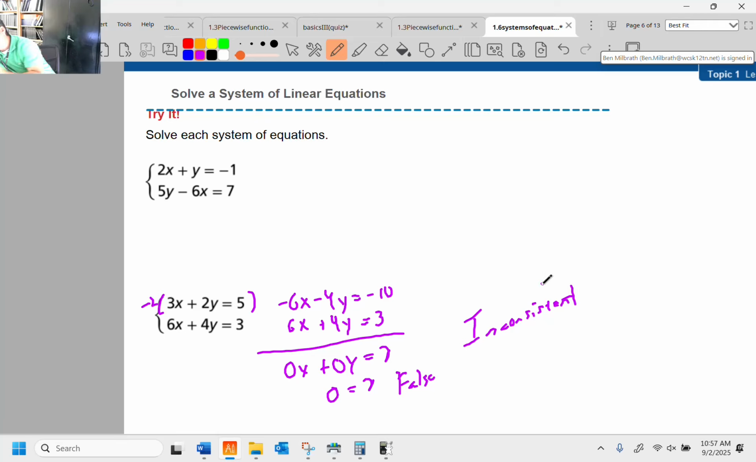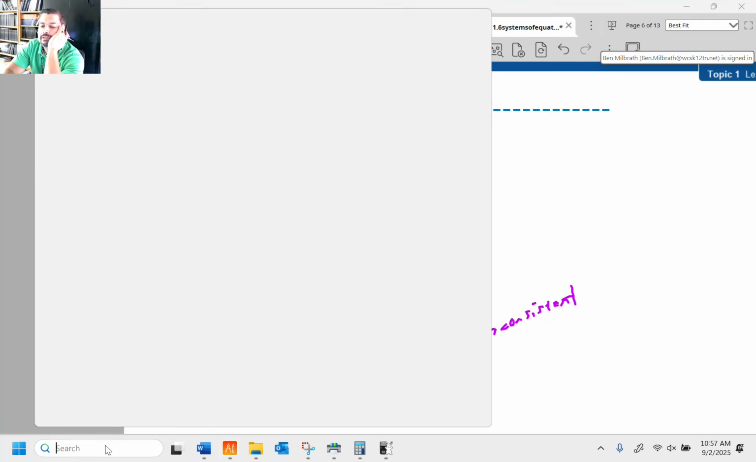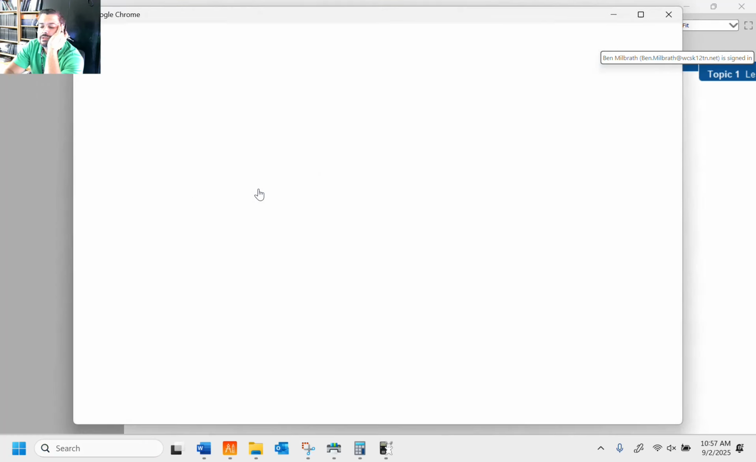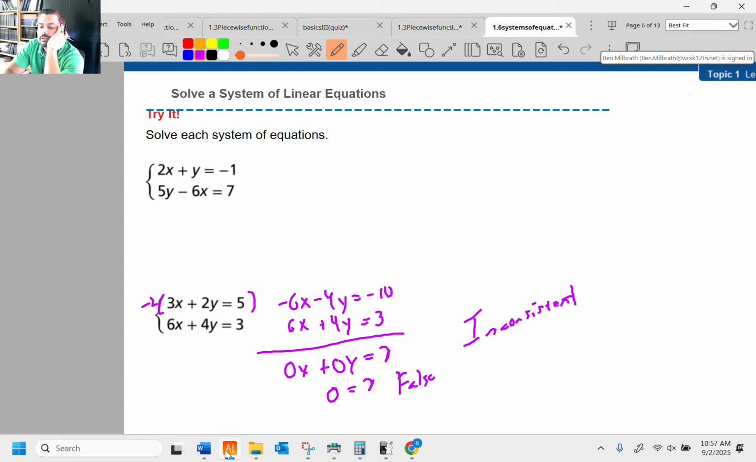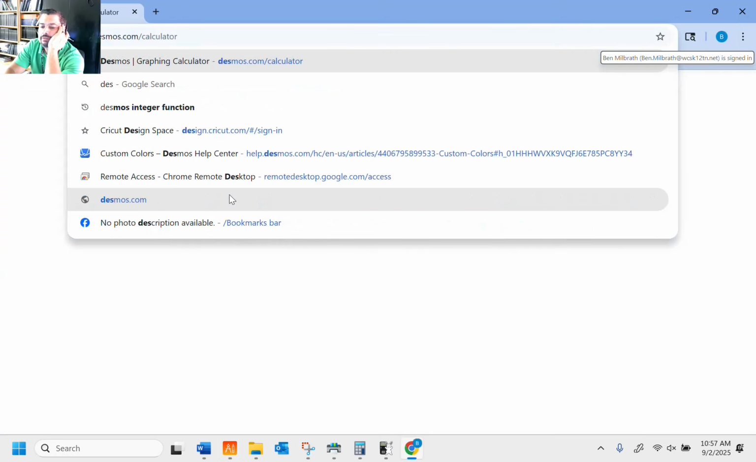Now, if I want to support my math, and if I had 5 minutes of time here, I'd freehand graph these things. But let's just take a look on good old Desmos and see what she says. We got 3x plus 2y equals 5.